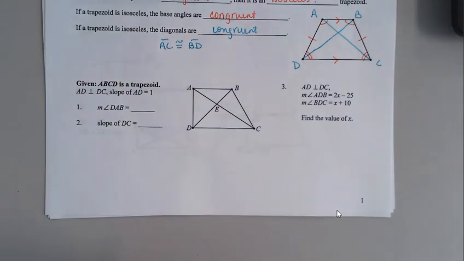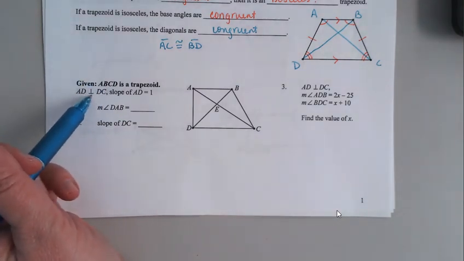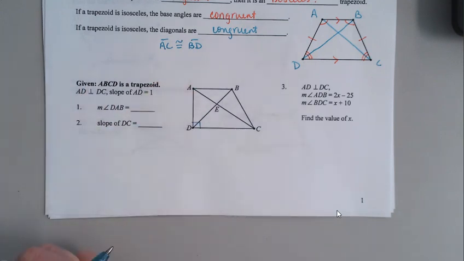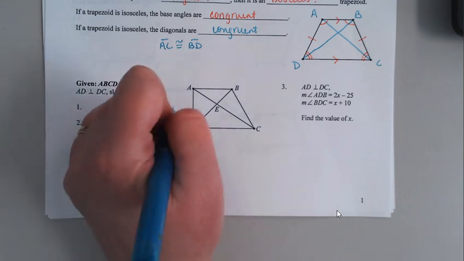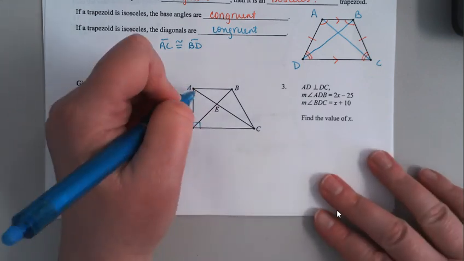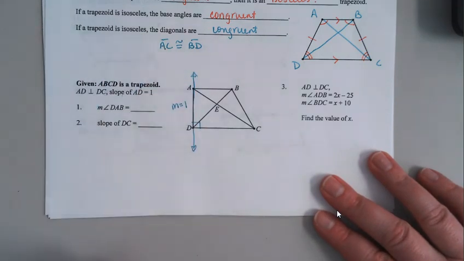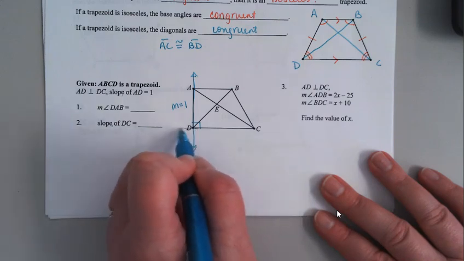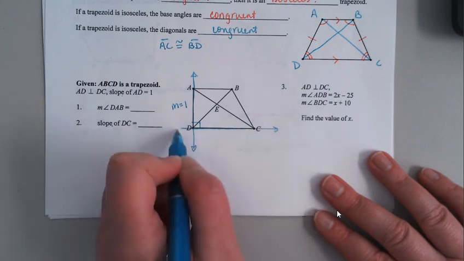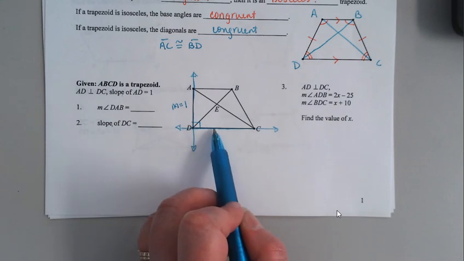So given that ABCD is a trapezoid, AD is perpendicular to DC. Remember that symbol? Perpendicular means that there's a 90-degree angle here. Ooh, here's a throwback. If the slope of AD is 1, so the slope here of this line, if I want to extend it and make it a line, is 1, what would be the slope of DC? I'm kind of jumping around here with the questions, but I want you to think about that. If this slope is 1, what would be the slope of a line perpendicular to that?